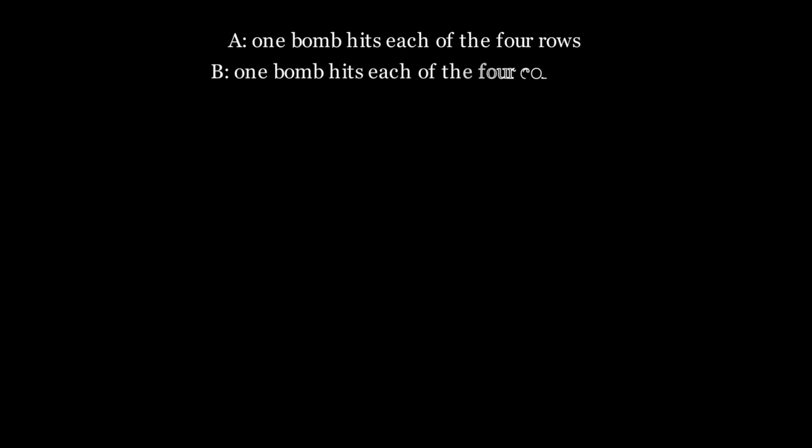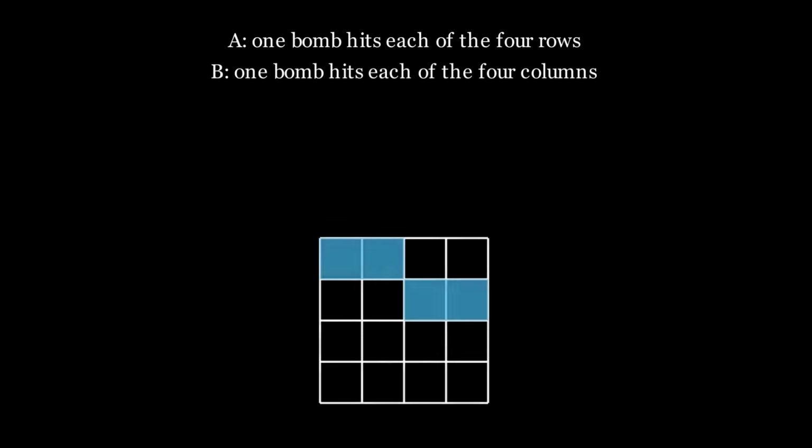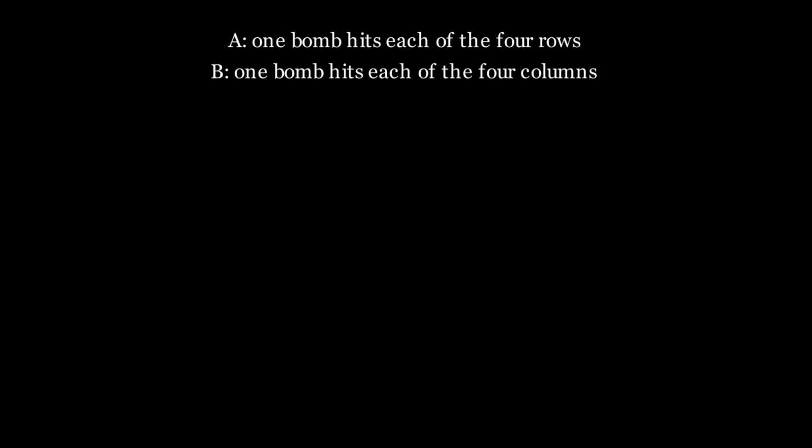Similarly, let B represent the event in which one bomb hits each of the 4 columns. For example, in this case, each of the 4 columns will be hit. Again, if one bomb hits each of the 4 columns, all ships will be destroyed. We need to determine the number of configurations that satisfy at least one of these events. In other words, we want to find the number of elements in the set A union B. Applying the principle of inclusion and exclusion, we can express it using the following expression.